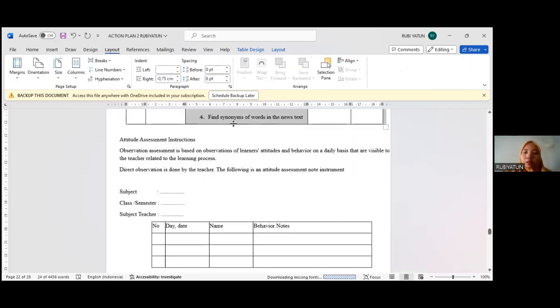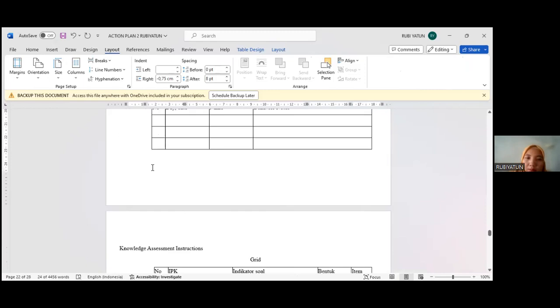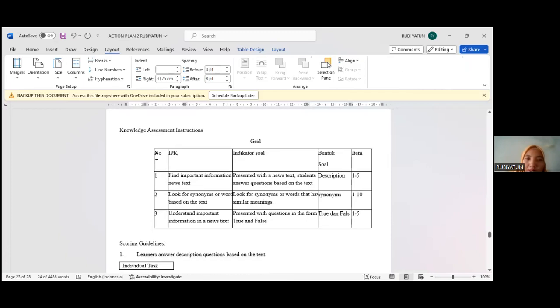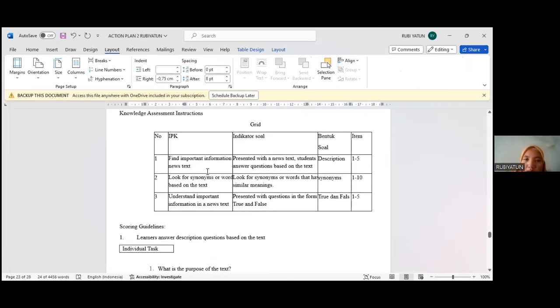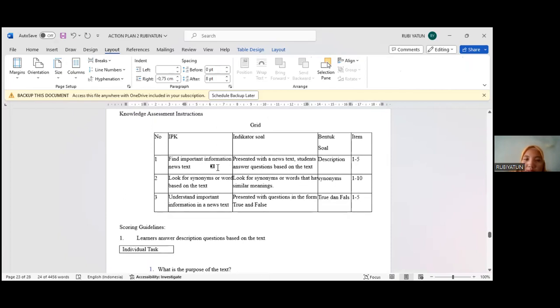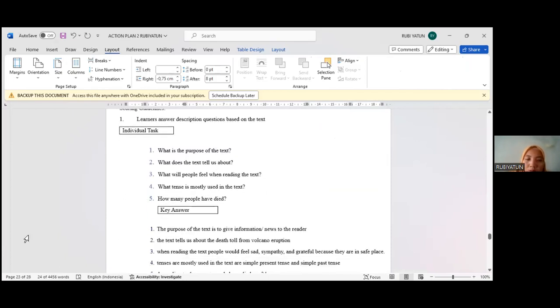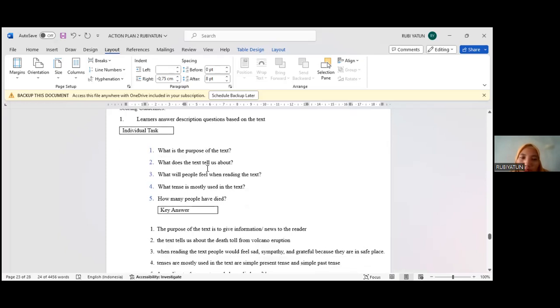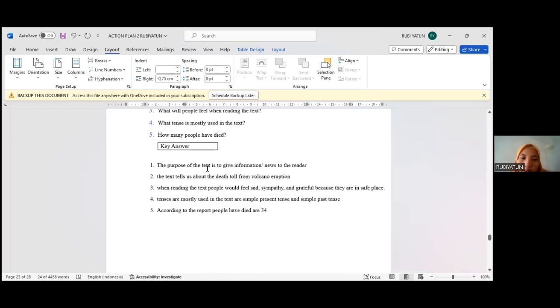And then this one is the attitude assessment instruction for the student. They write down the day, date, name, and the behavior. This one is the knowledge assessment instruction. Knowledge, the one is the grid, or kisi-kisi. Okay, and then the scoring guideline. What is the purpose of the text? What does the text tell us about? And then this one is the key answer.